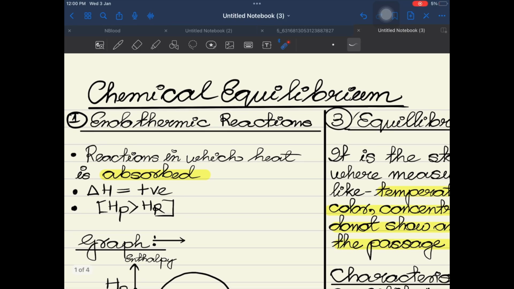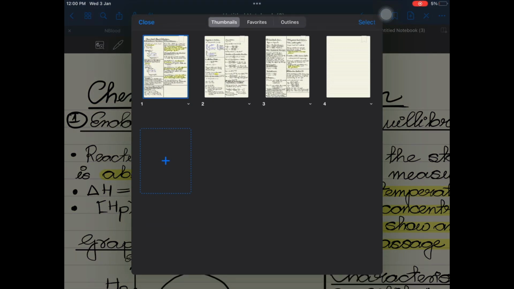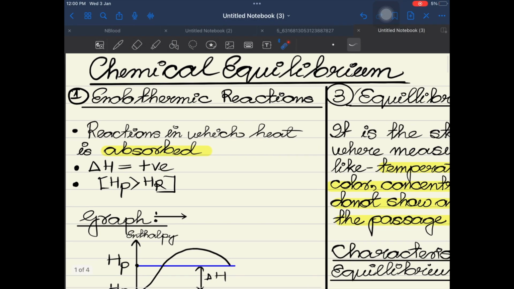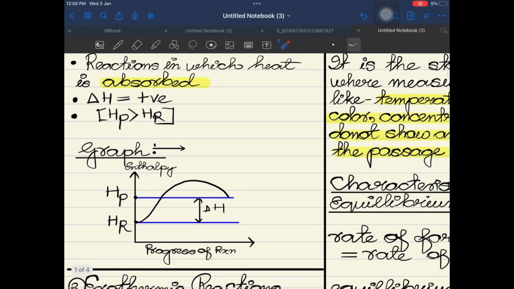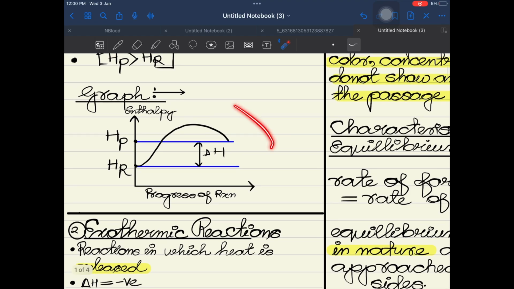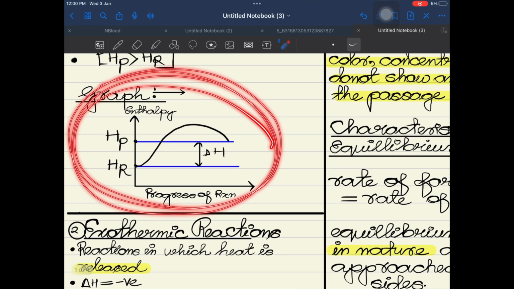So let us start the chapter Chemical Equilibrium. I have divided the Chemical Equilibrium chapter into 3 pages and 10 points. So let us start. The first point is endothermic reactions. Reactions in which heat is absorbed. Delta H will be positive. Heat of product is greater than the heat of reactant. Then this is the graph of endothermic reactions.